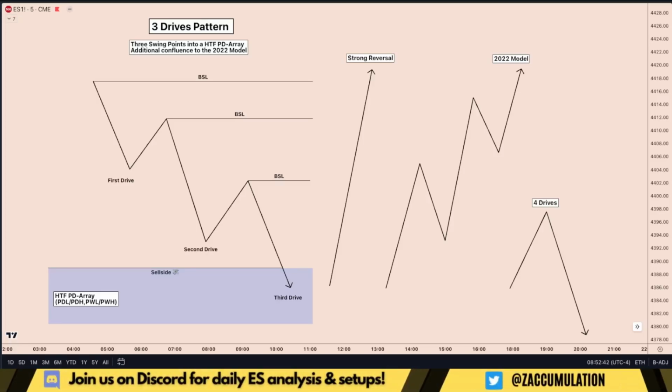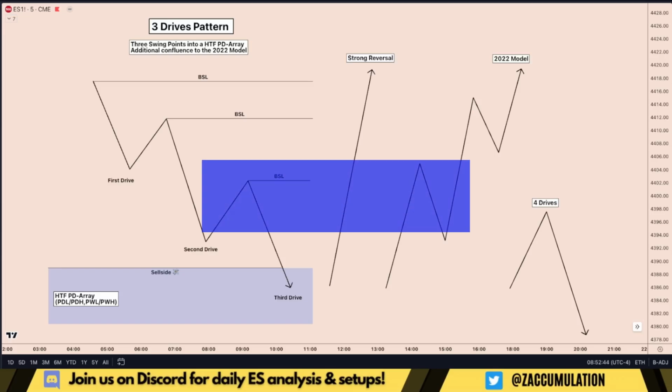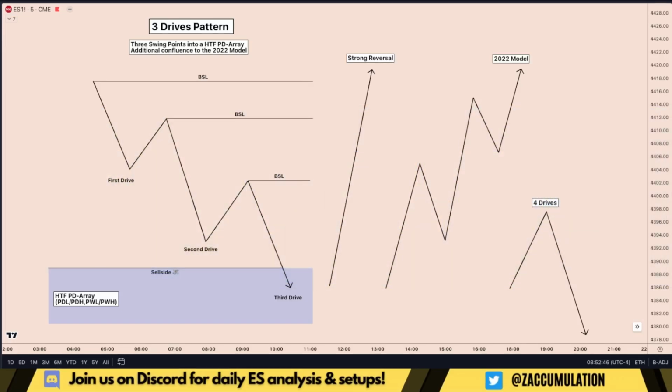In today's video we're gonna be taking a look at the free drives reversal pattern. And let's get started straight away. Keep it simple. Free drives pattern, the name already gives it away.